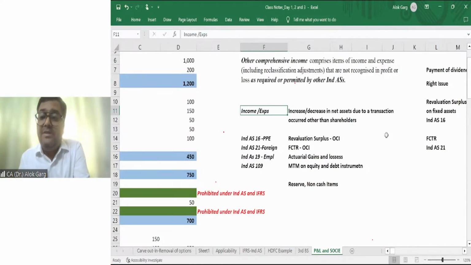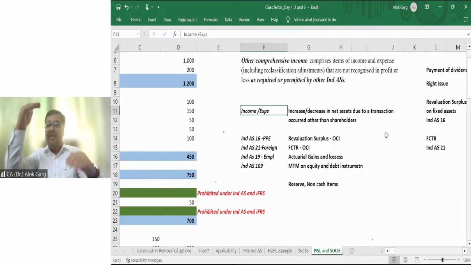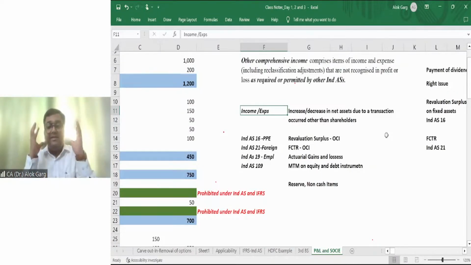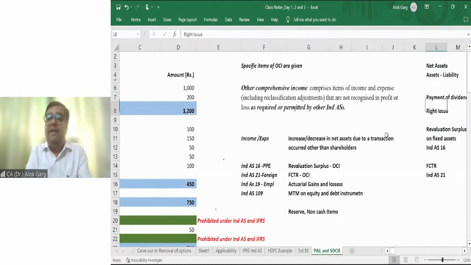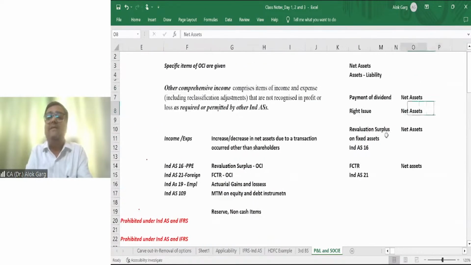But if a transaction is happening with a party other than the shareholder, and your net assets are increasing or decreasing, then it is an income and expense. So I'll give you one example of that. For example, payment of dividend. Friends, what is net assets? Net assets means asset minus liability.